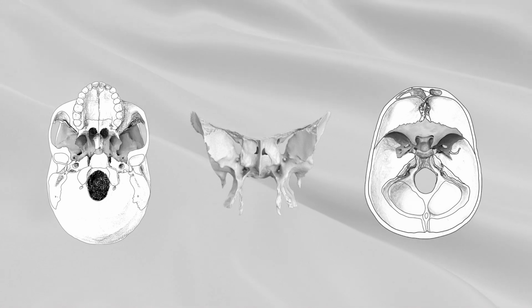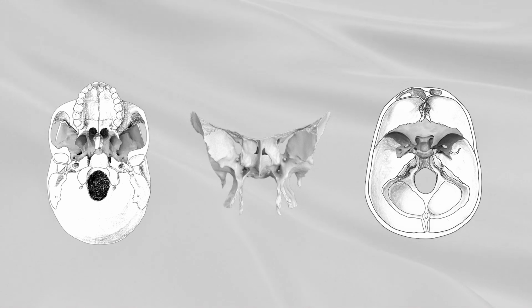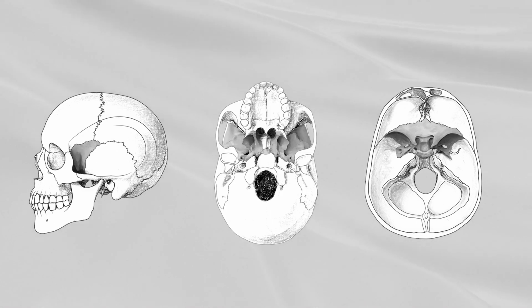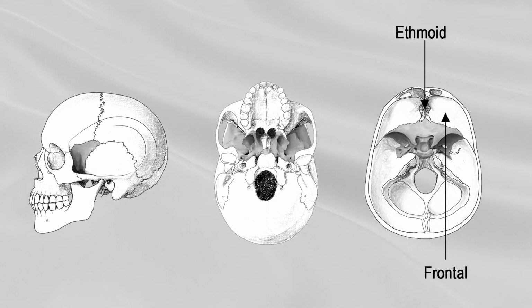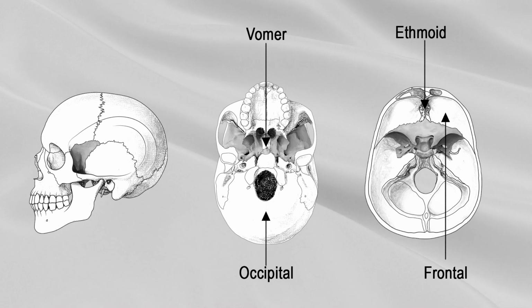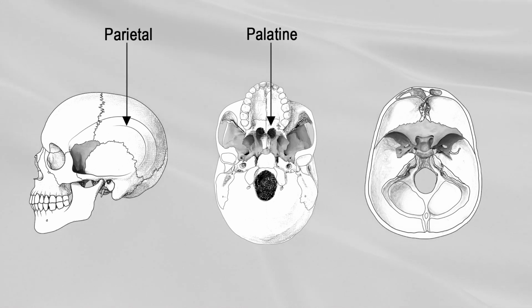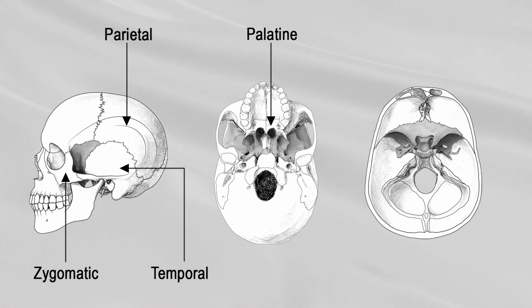The body, more or less cubical in shape, is hollowed out in its interior to form two large cavities, the sphenoidal air sinuses, which are separated from each other by a septum. The sphenoid articulates with 12 bones: 4 single, the frontal, ethmoid, vomer, and occipital, and 4 paired, the palatine, parietal, temporal, and zygomatic. Body, superior surface, Part 1.